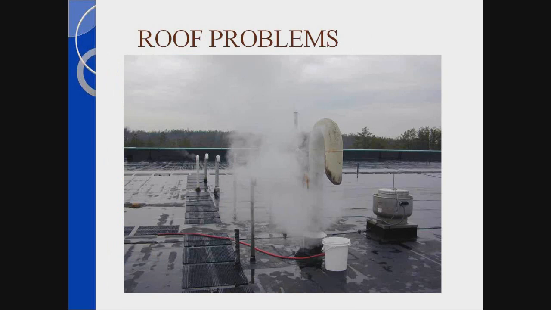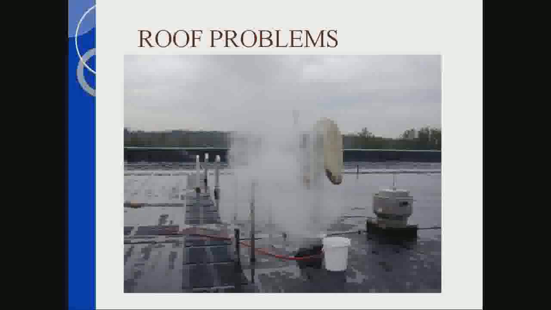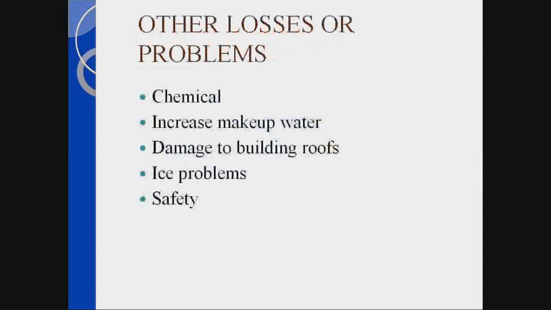No matter where I travel, there's always somebody out there selling pails to collect the condensate that's dripping from leaks or flash steam like this example. One of the problems is that it causes roof problems if we don't take care of the flash steam losses. In modulating process applications, we have to deal with flash. So we'll talk a little bit more about that. So what are the other problems? Chemical, increased makeup water, damage to roof, ice problems, and safety.